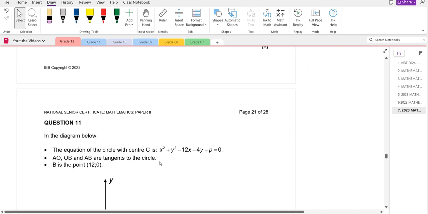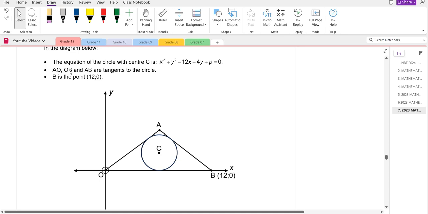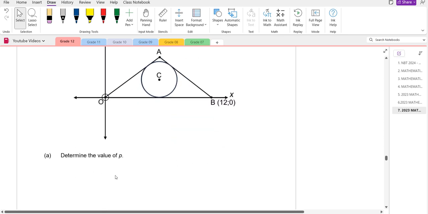What we have is the equation of the circle with center C is given by x squared plus y squared minus 12x minus 4y plus p is equal to 0. Right, so we have the equation of the circle. AO, OB, AB are tangents to the circle. B is the point (12, 0). Right, so those are all tangents. Okay, what's the first thing? Determine the value of p. Now, how are we going to find the value of p?